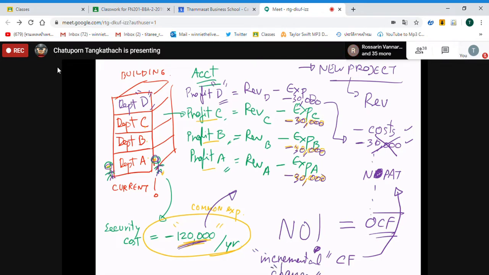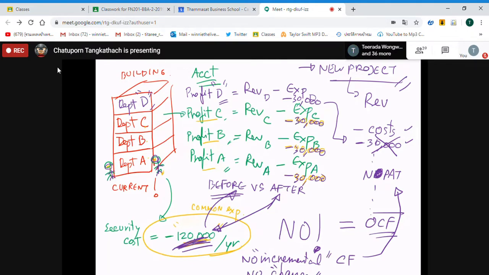Okay, now think about it. You may call it before and after. Before is like without the project versus after when the firm invests in the new project. Before the firm invests in the new project, the firm pays 120,000. Remember this amount, right? After the firm invests in the new project, the firm still pays the same amount, 120,000. So there will be no incremental cash flow or no change in any cash flow.